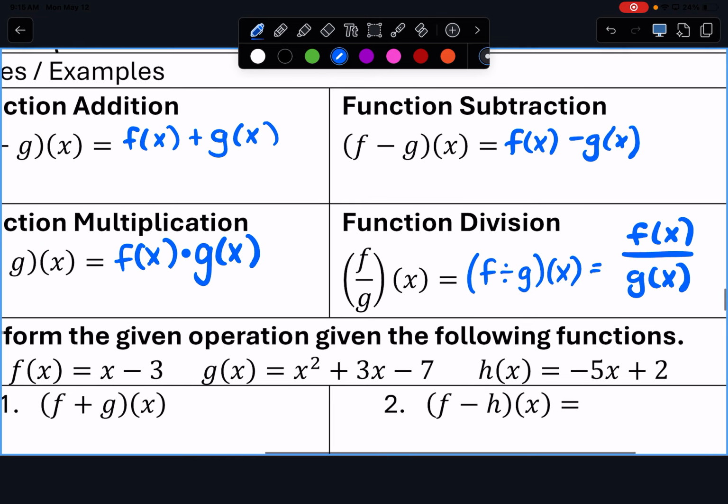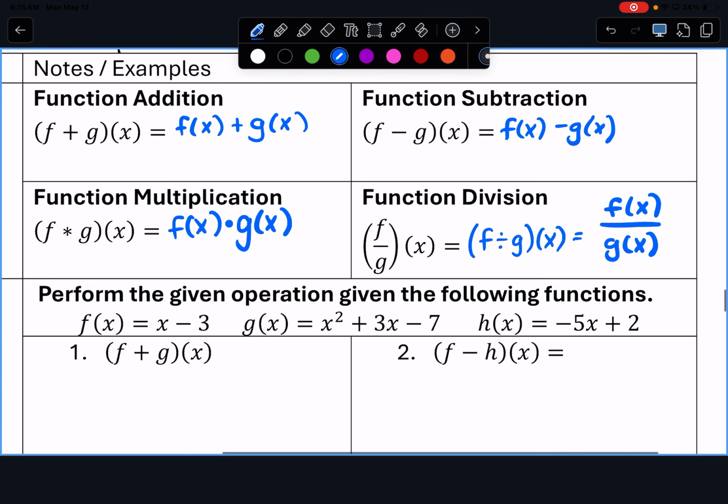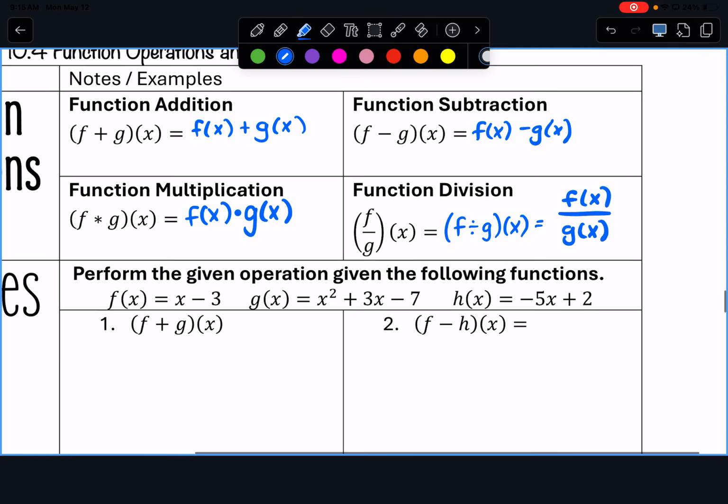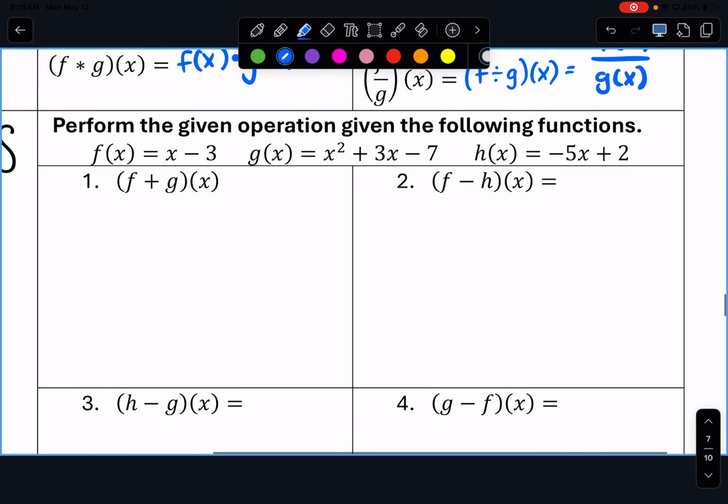All we are doing is we are just following through on the operations with whatever functions it gives us, okay? So a lot of the way these will be set up is it will give you a set of functions, okay? And from that set of functions, you have to do all of the operations that it asks you to do, okay? So here, it says perform the given operations given the following functions. So we're going to use these functions for all of the questions below it, okay? So we're going to go ahead and we're going to start with number 1.